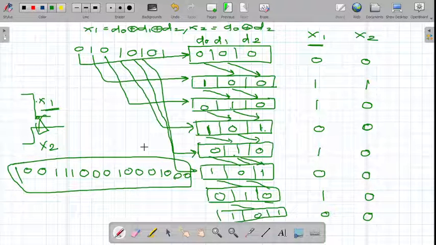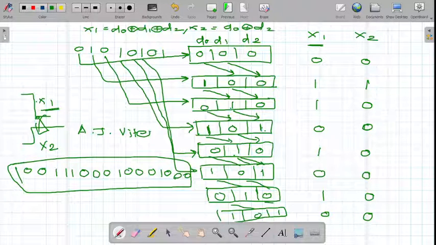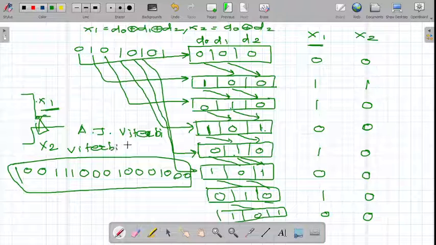Convolutional codes are also called Viterbi codes. The algorithm used for decoding is named after A.J. Viterbi. For decoding, which algorithm is used? A.J. Viterbi. For decoding of these convolutional codes, the A.J. Viterbi algorithm is used. Therefore, convolutional codes are also called Viterbi codes. So this is all about convolutional codes. Thank you.